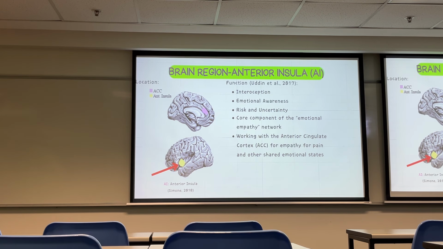The last one is risk and uncertainty. The AI is activated during tasks involving decision making under uncertainty, and anticipation of negative outcomes.